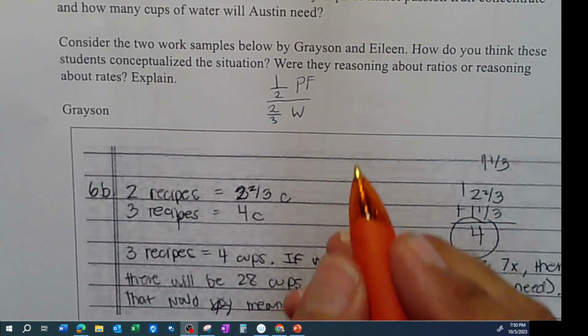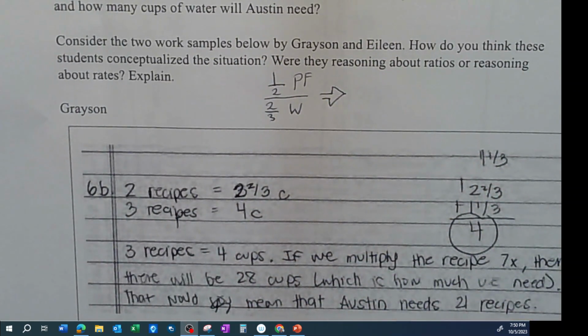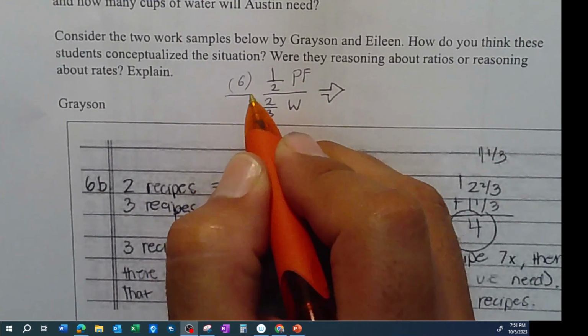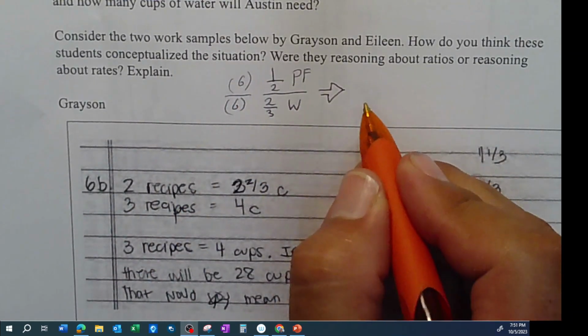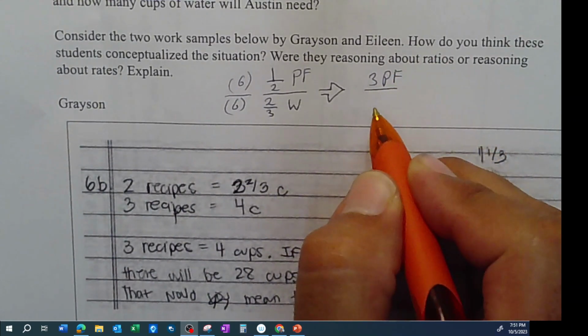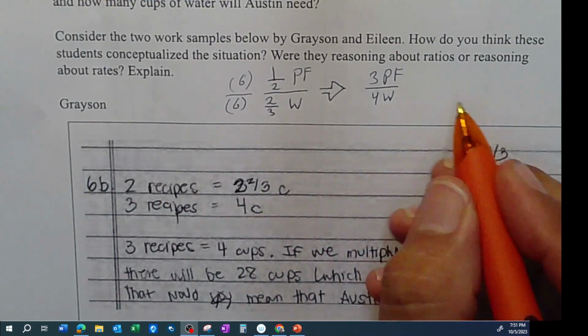And I want to find an equivalent ratio for that. So I'm going to multiply top and bottom by 6, which gives me 3 passion fruit units for 4 water units, which in this case is cups.